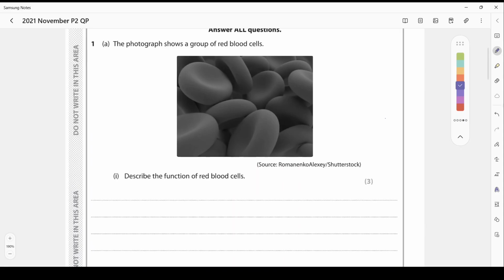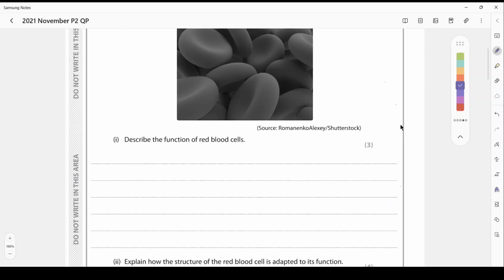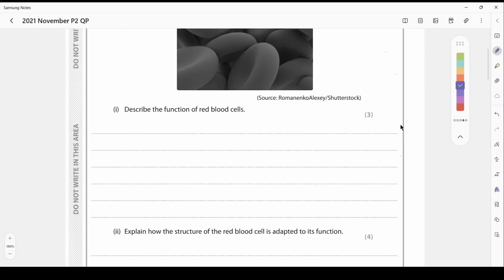Okay. Part A, the photograph shows a group of red blood cells. Part 1, describe the function of red blood cells. So the purpose of the red blood cells is to transport oxygen from our lungs to the tissues or the cells in the rest of our body. The cells in our body require oxygen for respiration, and respiration is a process that produces energy so that the processes in our cells could happen. So let's just write that down.